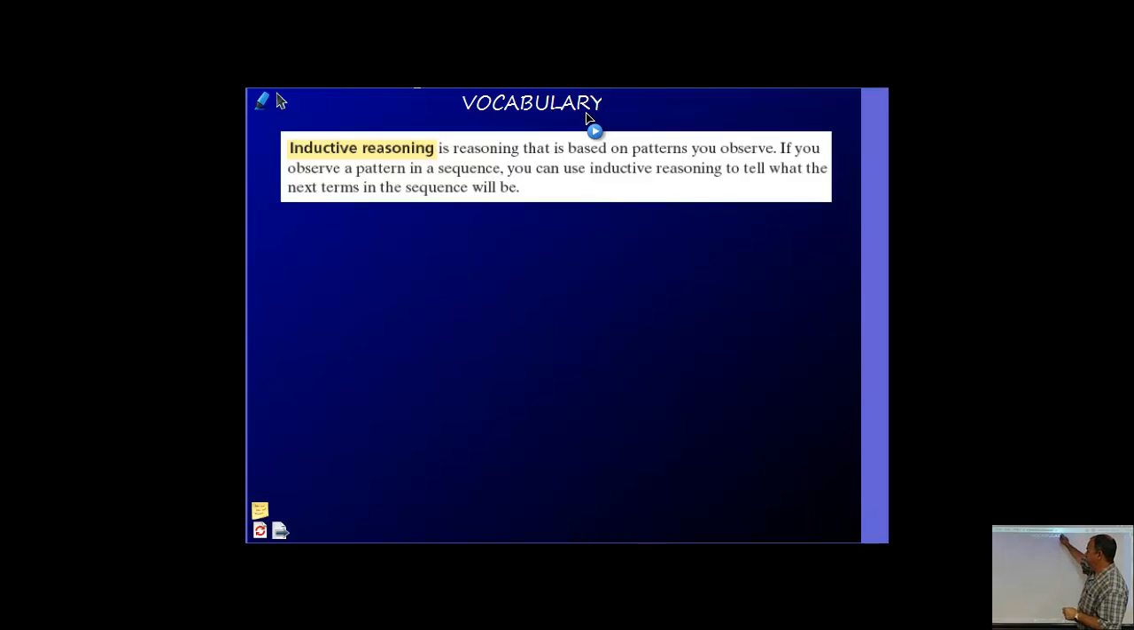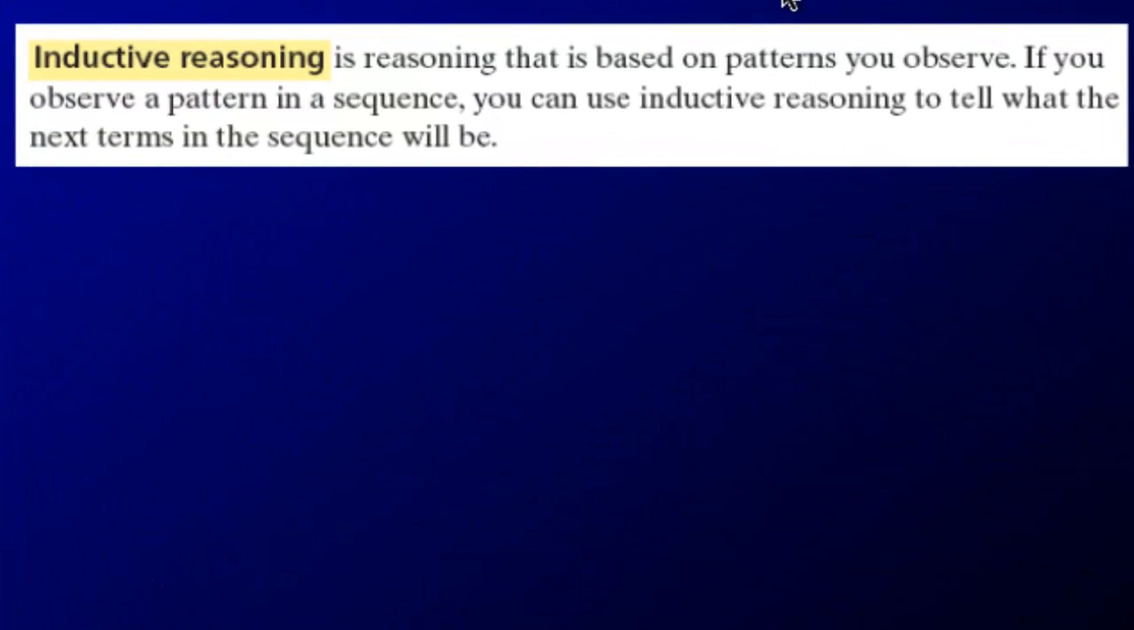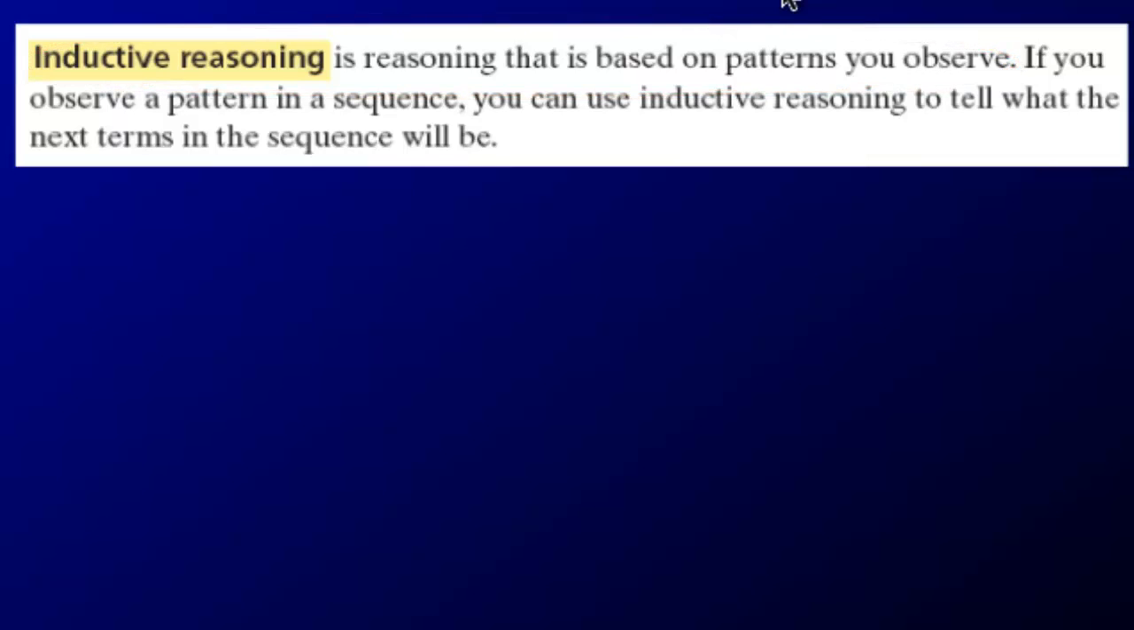So let's take a look at the first paragraph. Inductive reasoning is reasoning that is based upon patterns you observe. If you observe a pattern in a sequence, you use inductive reasoning to tell what the next term in the sequence will be. Most students would just copy this down and call that the definition of inductive reasoning. The problem is that the paragraph goes on to explain some more things about inductive reasoning, and that's what most students miss.